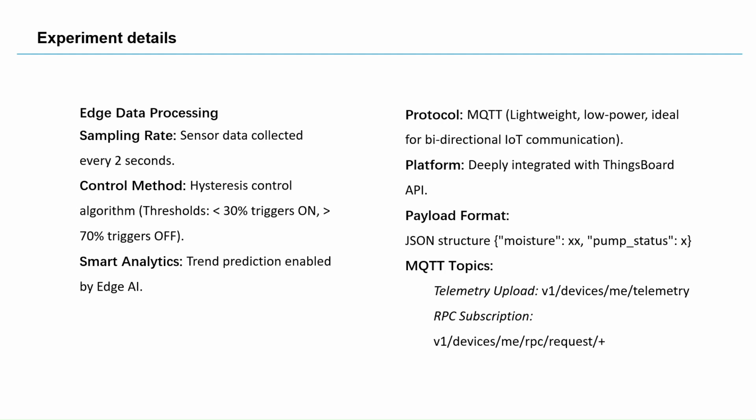Beyond thresholding, I implemented change prediction using Edge AI, which I will explain in a moment. All communication uses MQTT. It's a lightweight publish-subscribe protocol that significantly reduces CPU usage and transmission time compared to HTTP, making it ideal here. It natively supports bidirectional communication over a single connection, enabling seamless real-time telemetry upload and remote device control through the ThingsBoard platform. This is the backbone of the system's connectivity.